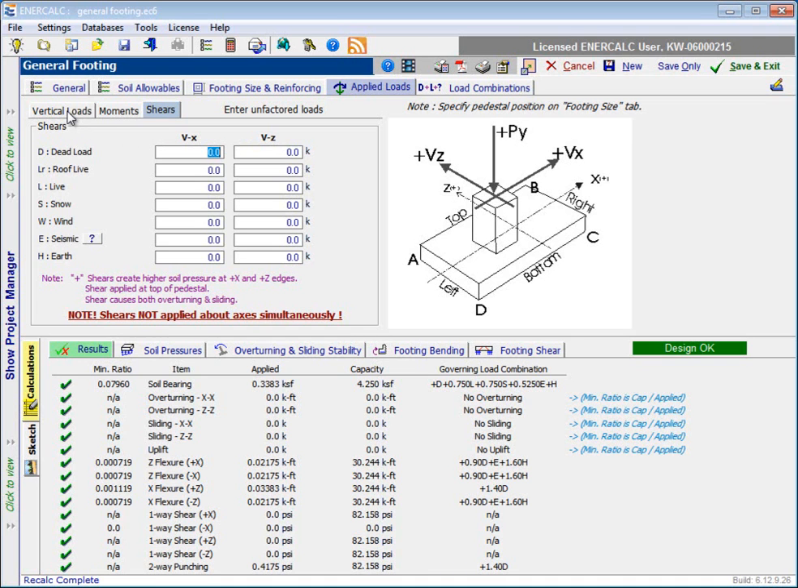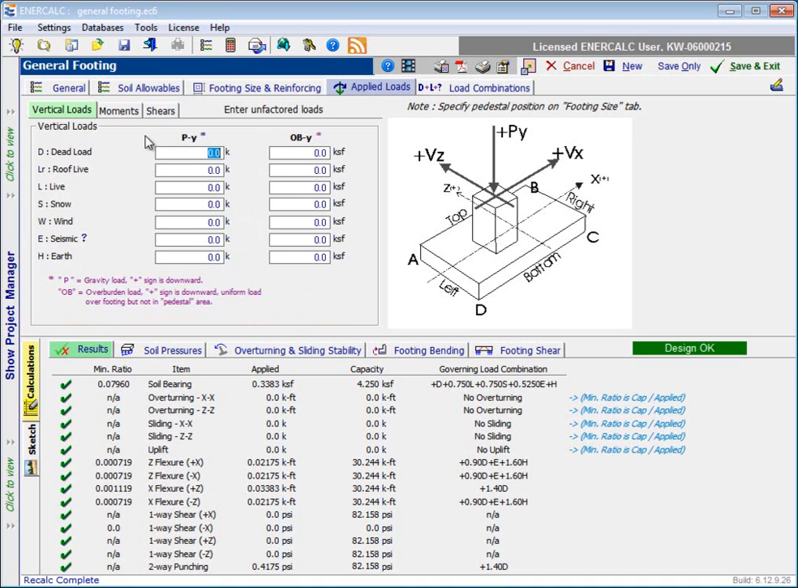Okay, so let's just come back to the vertical loads, and I'm going to just pop in some values. So let's just assume a 30 kip dead load and a 40 kip live load, and let's just leave it at that for concentrated vertical loads. And then for overburden, what we might say is that we have maybe a couple hundred pounds per square foot, so 0.2 KSF of dead load.